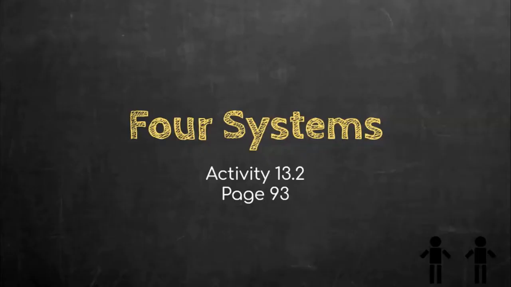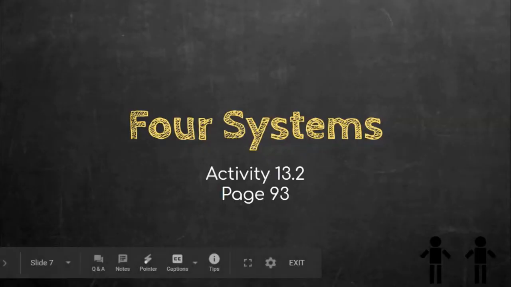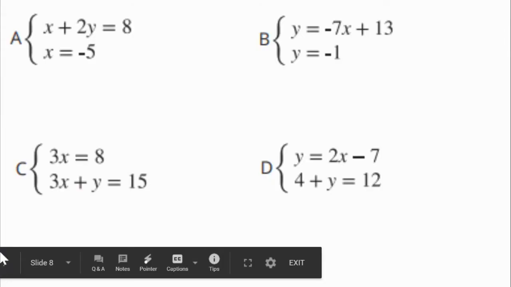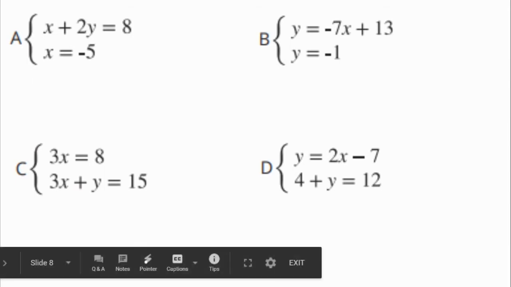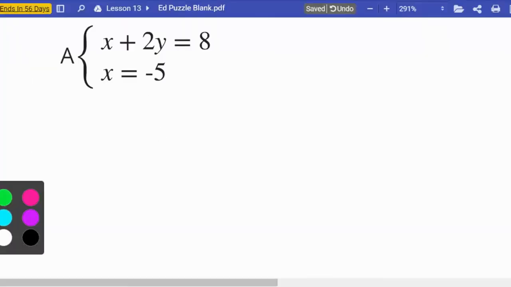This is on page 93 of your student workbook. What we're going to do is solve these four systems of equations using substitution. We are going to do A and C together, and then you're going to do B and D on your own. Okay. For system A, we have in the bottom here x equals -5.